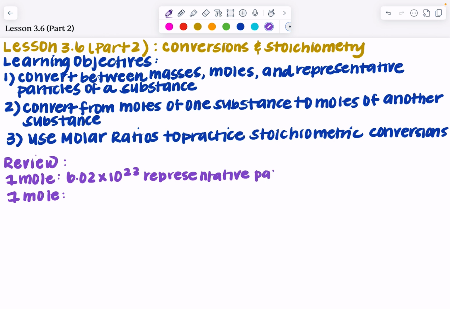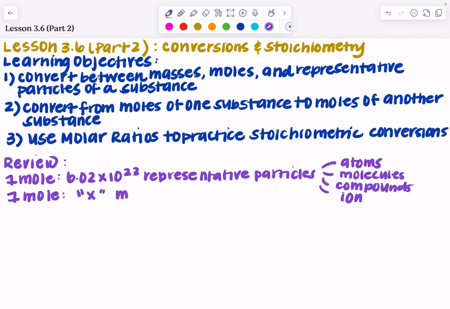And again, depending on what the substance is, these particles will change. If it's an element, we call them atoms. If it's a covalent molecule, we call it molecules. If it's an ionic compound, we call it compounds. If it's a charged element, we call it an ion. We also know that 1 mole is equal to X molar mass, okay? And again, we get this X from the periodic table.